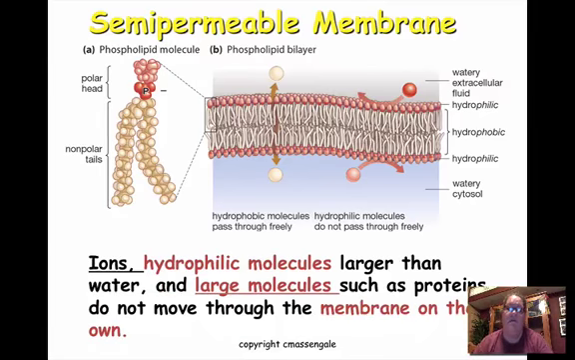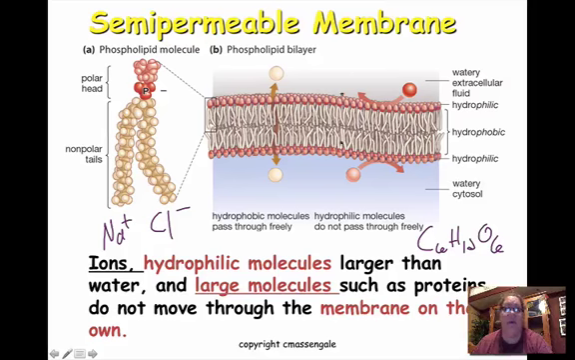Other molecules like ions, like I said, sodium or chlorine, can't move through. And so, or a big molecule like C6H12O6 or glucose just can't pass through. It's too big, so it needs some help. And we'll talk about that in 3.5 when we talk about how we get these bigger molecules through.